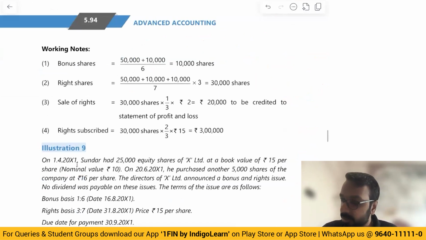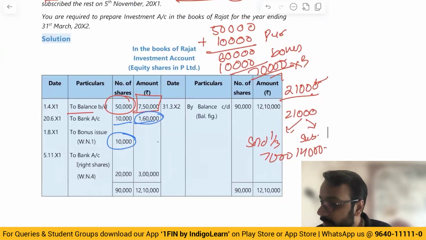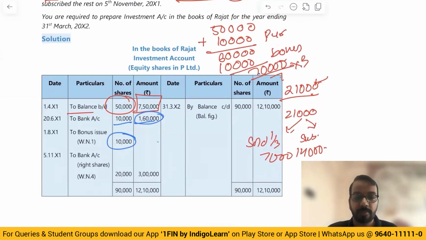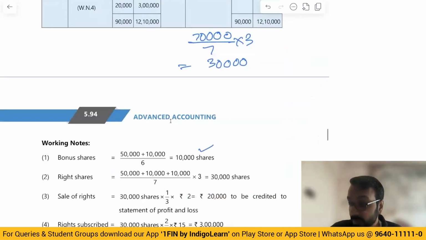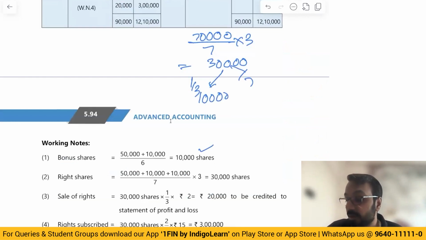So like what we did, they got bonus issue of 10,000. So I did a mistake here. 70 by 7 into 3. Guys, if I am making any calculation error, it is your responsibility to point it out. Yeah, Vishnu had highlighted 30,000. So it is 70 by 7 into 3. I did 7 into 3 wrong. This is 10,000 into 3. This is 30,000. We have 70,000 shares before the rights, divide by 7 into 3. This has to be 30,000. Thanks, Vishnu. Out of this 30,000, 1/3 is sold, 10,000, and 2/3, 20,000 is subscribed.